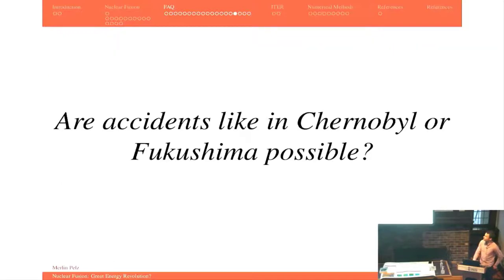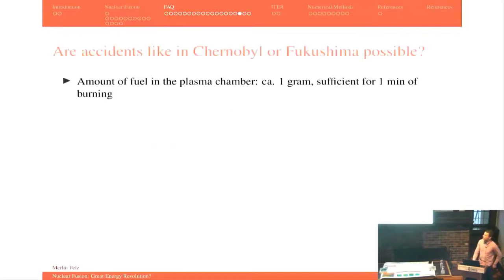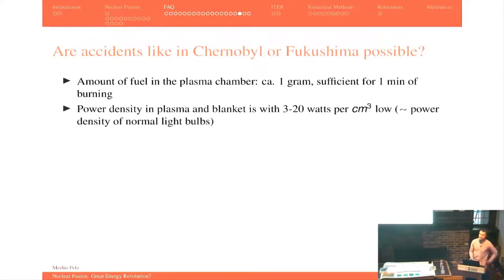But Chernobyl or Fukushima, are events like these possible? As I said, the amount of material inside the tokamak at any given time is 1 gram, and that is sufficient for 1 minute of burning. So that is not a lot at all. There's not much, but it's super hot. And the power density inside the tokamak is just as big as a normal light bulb at any given volume space inside the tokamak. So this is also not really crazy.